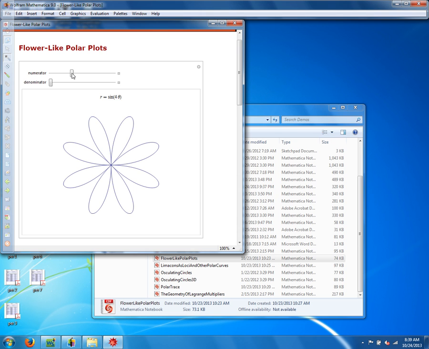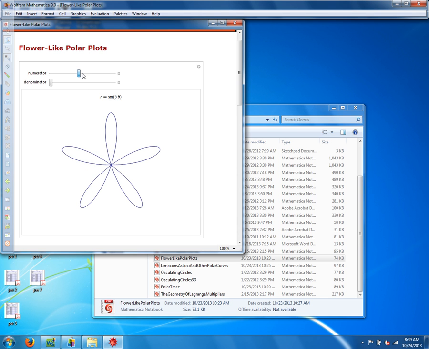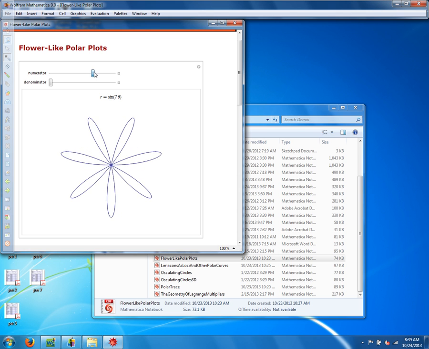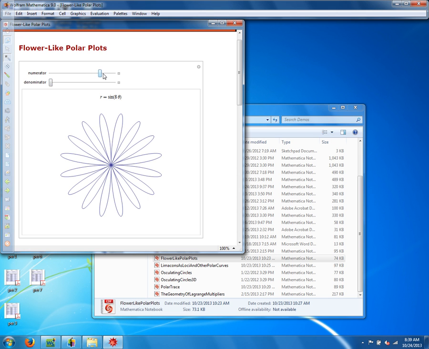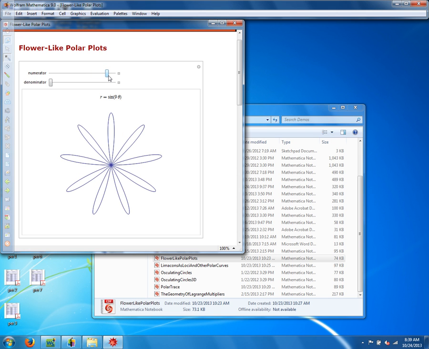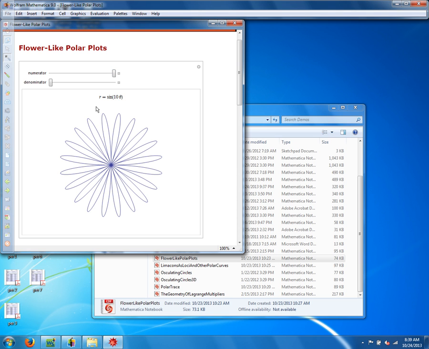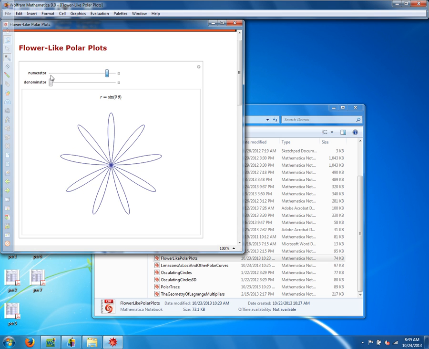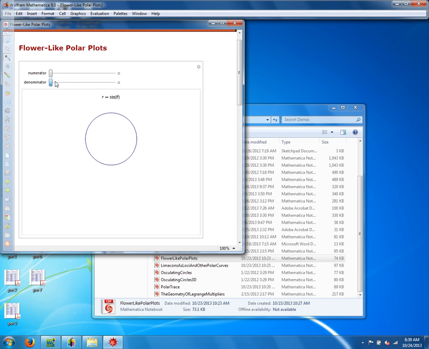So these are all just different rose curves. 5 theta, 6, 7, 8. So imagine having to find the arc length of r equals sine 10 theta on the interval 0 to 2 pi. All right, and this changes the denominator on our fraction. There we go, sine theta over 2. Theta over 3.